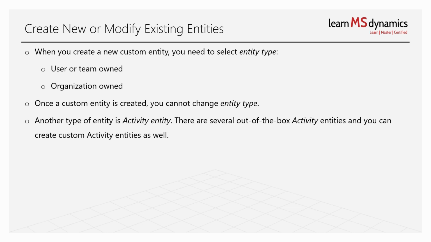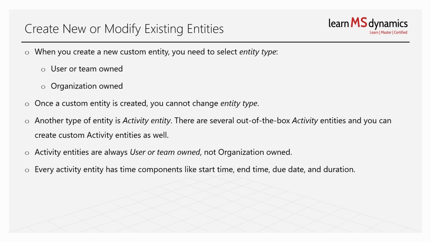Another type of entity is called activity entity. And there are several out of the box activity entities that you can see. You can even create custom activity entities. Activity entities are always user or team owned. So you will have to have an owner, and these will not be organization owned. So one of the examples of activity entity is an email. When somebody is sending an email, there should be an owner, right? So who is sending an email? Who is the owner of that particular activity? That's why activity entities are always user or team owned and not organization owned.